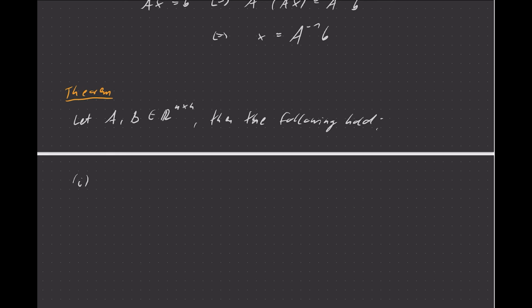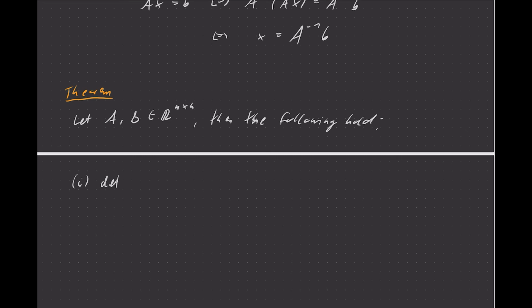Let me just add one more theorem at the very end of today's video that summarizes a few other interesting results about the determinant. Let's say we have two matrices, A, B in R to the n by n. Then the following hold.